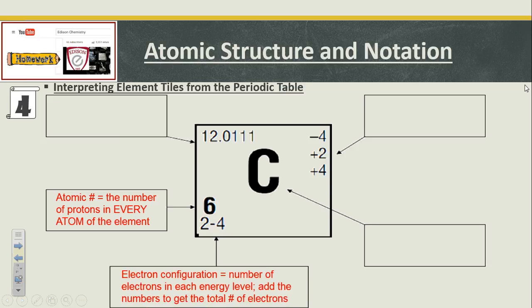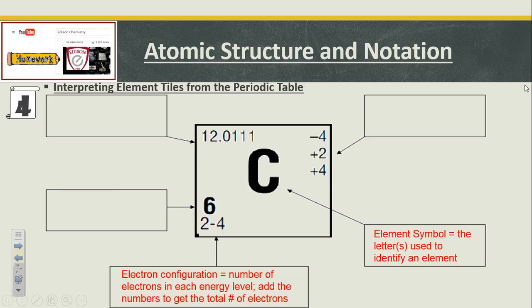It's called a transmutation. Electron configuration is the number of electrons in each energy level and the numbers add up to the total number of electrons. So 2-4 means there's 2 electrons on the inside ring and 4 on the outside ring for a total of 6, which for a neutral atom of carbon is exactly how many you need. The element symbol, this is the easiest thing to recognize, and it's the single or 2-letter code that we use to identify the element when we're talking about it.